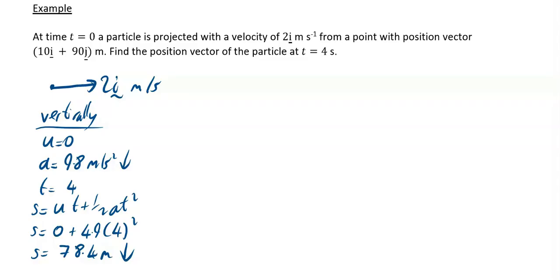Okay, so it's downwards, 78.4 units downwards, i.e. we could say that is equal to minus 78.4 j meters.